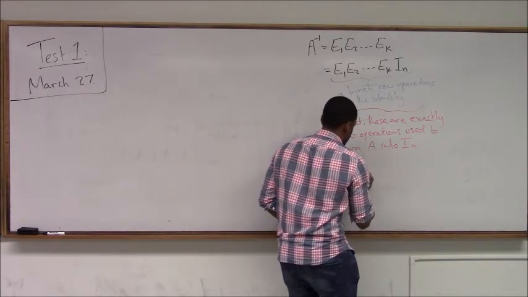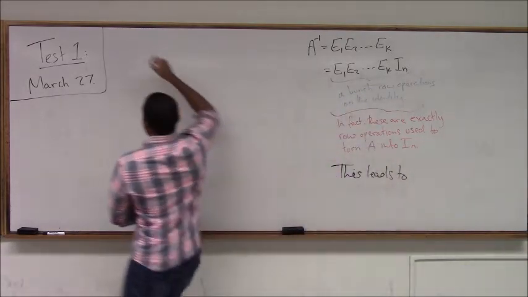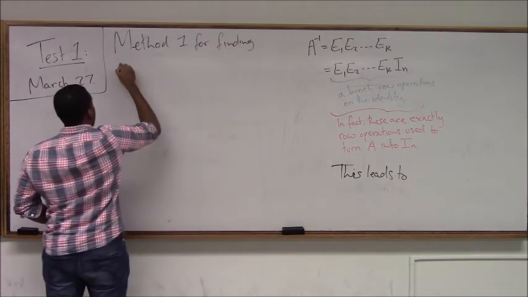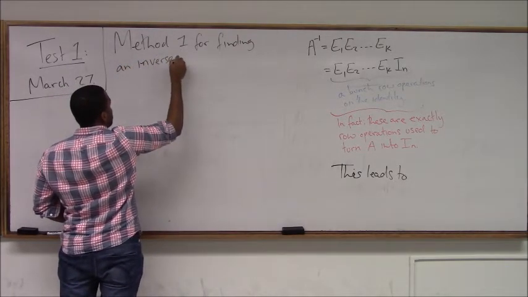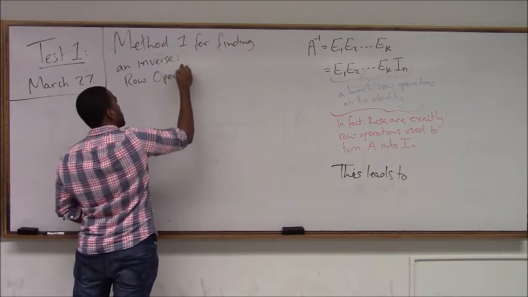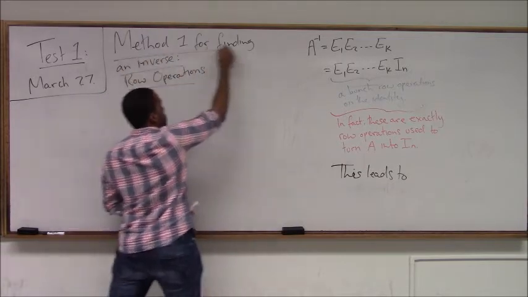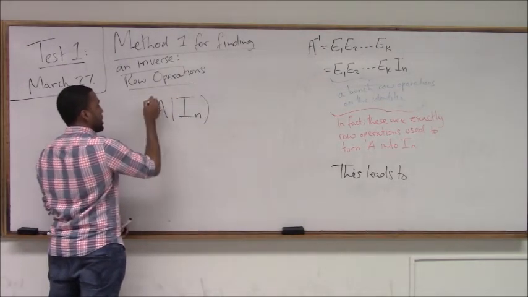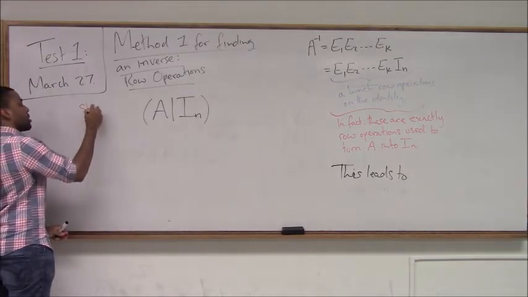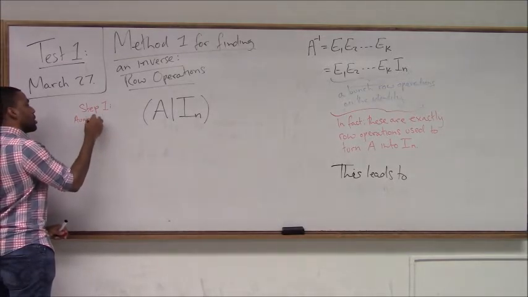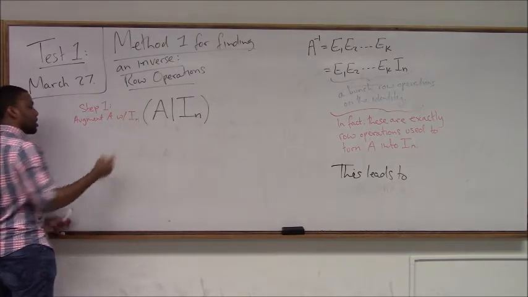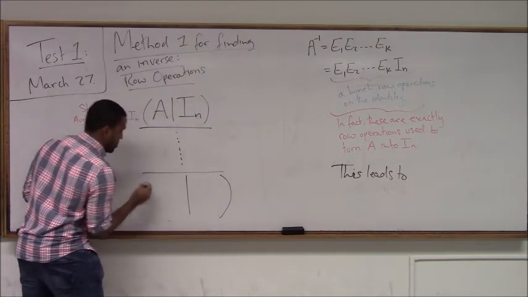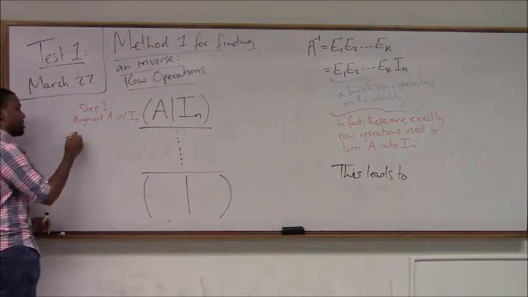This leads to method one for finding an inverse. You can use row operations to find an inverse. Which row operations? The row operations used to turn A into the identity matrix. So what we do, step one, augment the matrix with the identity. And what you're going to do is find the reduced row echelon form of A. So you're going to apply a bunch of row operations to find the reduced row echelon form.